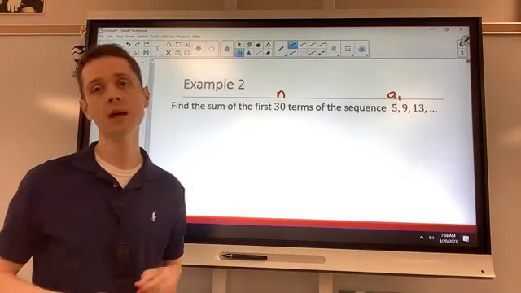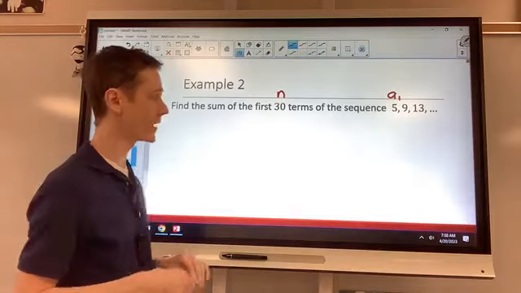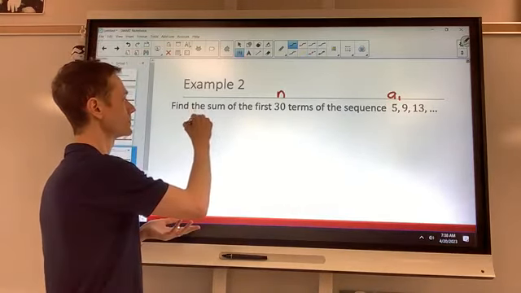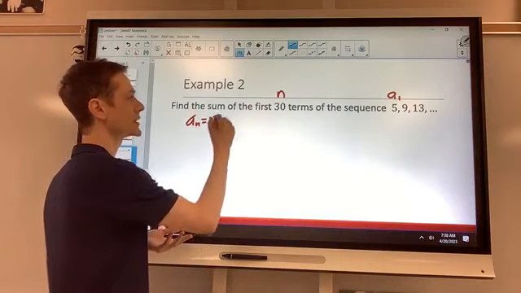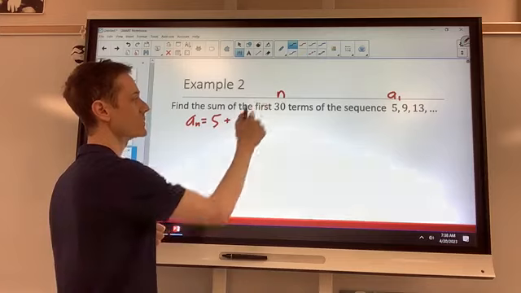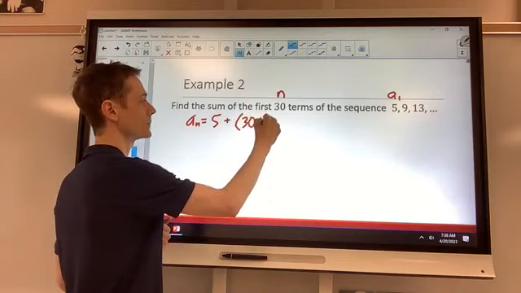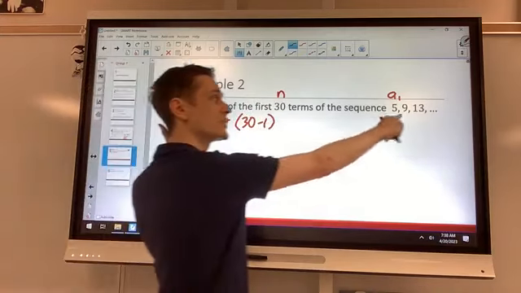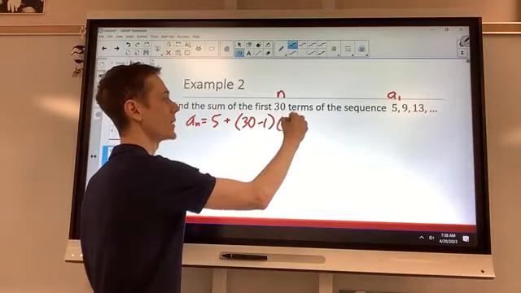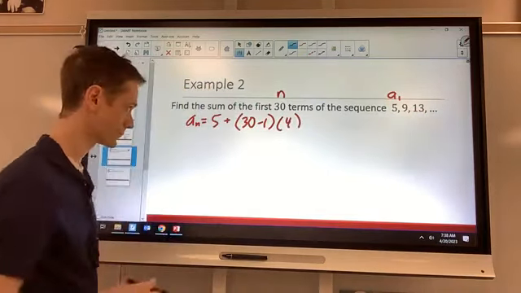However, I can still solve for that by using the explicit rule for arithmetic sequences again. So this time the number I don't know is a sub n. It's still going to equal a sub 1 plus n minus 1 times the difference, and I can still see that the difference is adding 4 every time, so I still know that d is a positive 4 in this case.